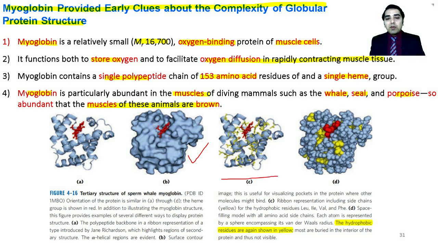This is again the ribbon model of myoglobin in which the hydrophobic amino acids are shown in yellow, and the red one is the heme group. And this is the filled model in which the hydrophobic amino acids are shown in yellow, and this is the heme group.